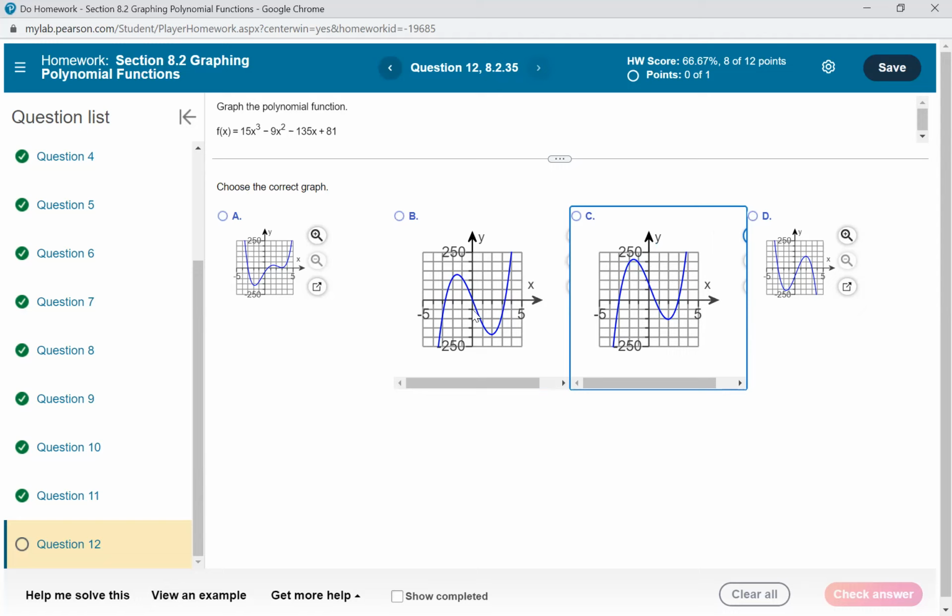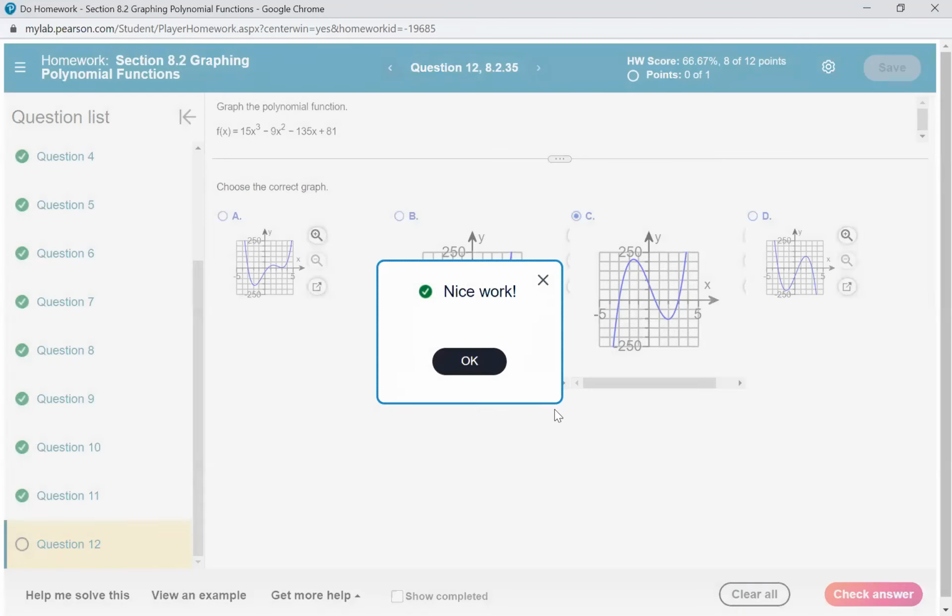B is going right through the center, which means that y value is 0. So y'all, it's got to be C. So we would check that answer and be done.